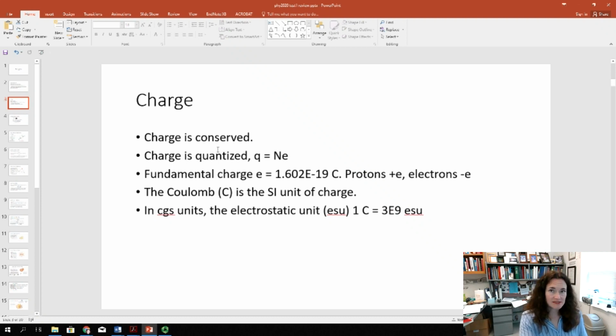The coulomb is the SI unit of charge, but it's a pretty large unit, so sometimes we find it handy to express charge in other units. Like in the CGS unit system, the electrostatic unit is the unit of charge, and 1 coulomb is 3 times 10 to the 9th electrostatic units.